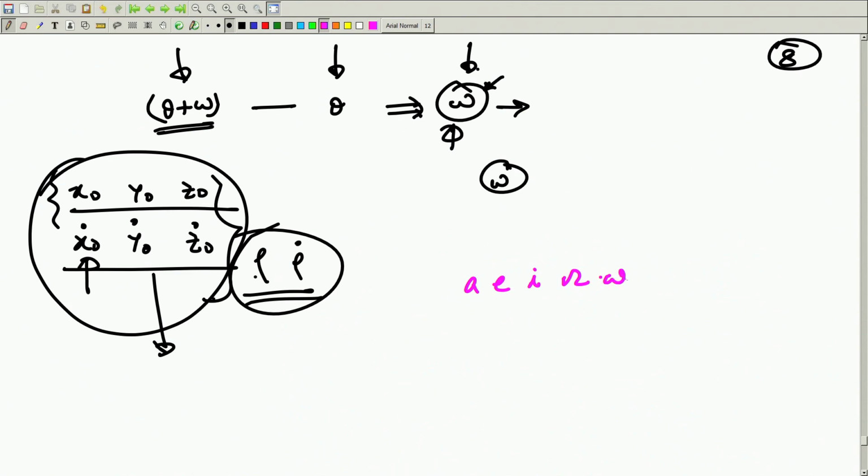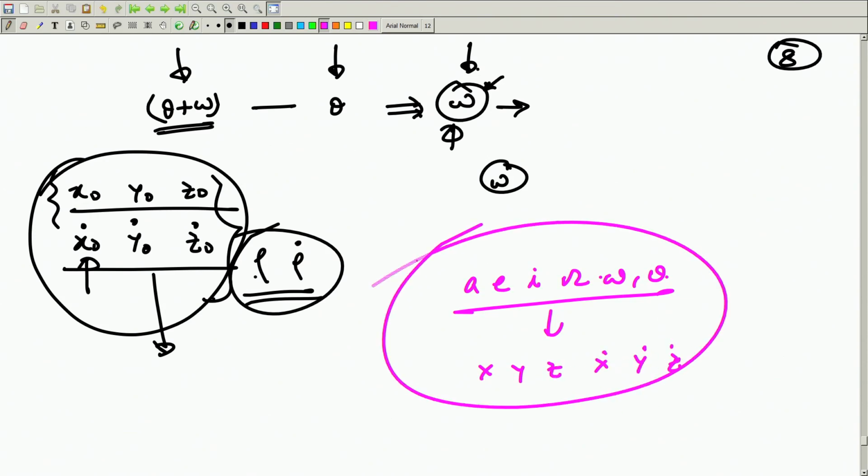So, I hope that for today this is enough. I will stop here. The inverse problem is remaining. I thought of finishing it by the 15th lecture, but I will have to go to another lecture for the inverse problem, where A, E, I, capital omega, small omega and theta are given, and from there you get x, y, z, x dot, y dot, z dot. So, this we will do in the next lecture.